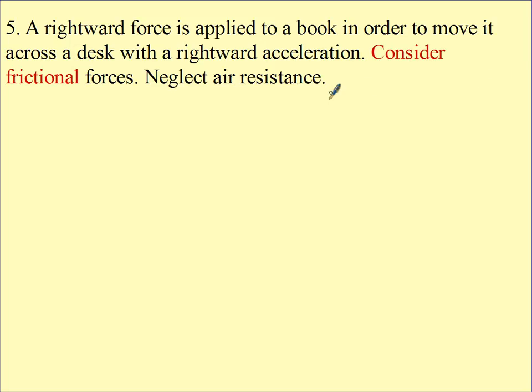All right. A rightward force is applied to a book in order to move it across a desk with a rightward acceleration. Consider friction. Neglect air resistance. So here's my box, my book. First force you always draw is Fg. It's always straight down. Now it's sitting on a table, so you've got a normal force.